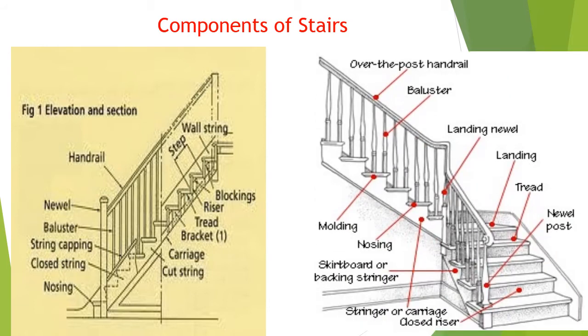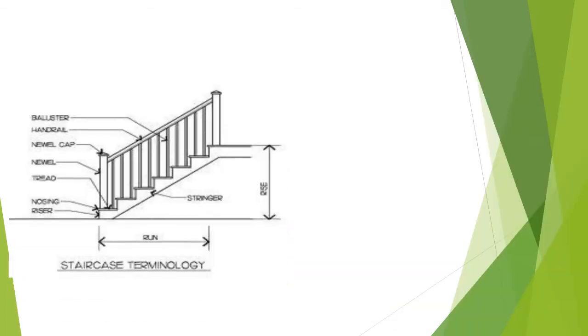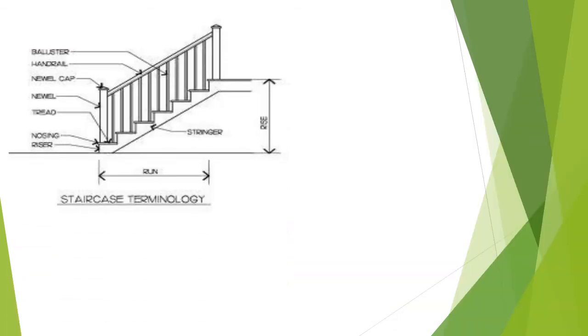This is known as the handrail, this is the newel, this is the baluster, string capping, close strings, nosing. This is known as the wall string, this is the steps, this is the blockings, this is the riser, this is the tread, this is the bracket, the corner, this is the carriage, this is the cut string.